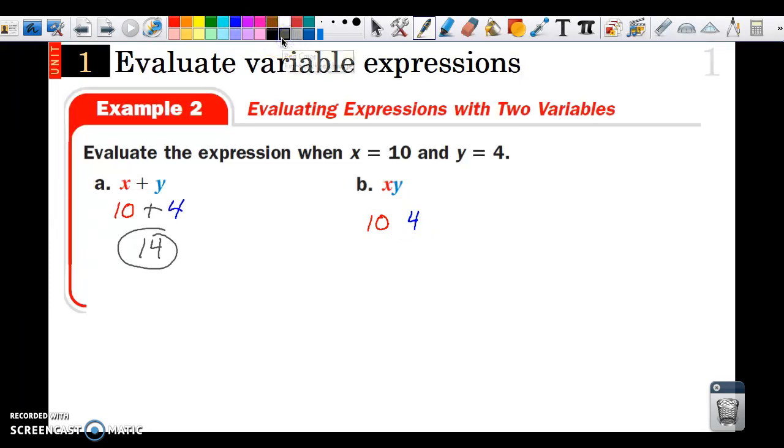Now, it's important to note here that these two variables, x and y, are saddled next to each other. They're really close and touching. If you see that, that means that they are being multiplied together. And notice for multiplication, I don't use an x anymore. I use that dot, just like we did in the last slide. I multiply 10 times 4 and I get 40. And that's the value of the variable expression x times y when x is 10 and y is 4.